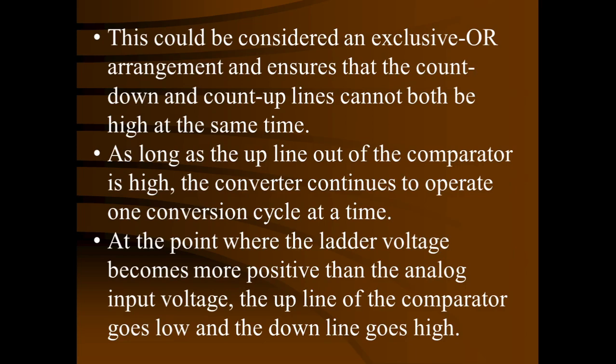So if it is advancing like this, as soon as the reference voltage coming out of the binary ladder network becomes higher than the analog input voltage, then the down output of the comparator becomes high and the up output of the comparator becomes low.